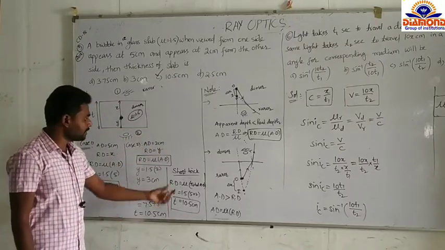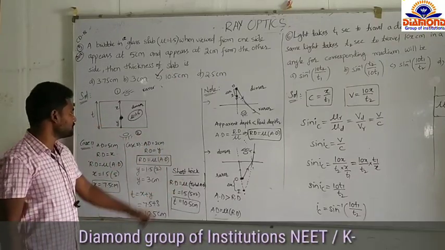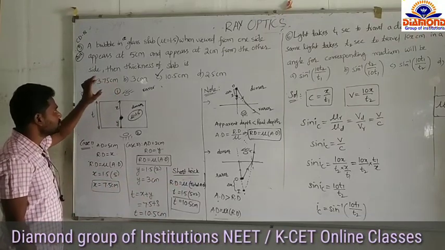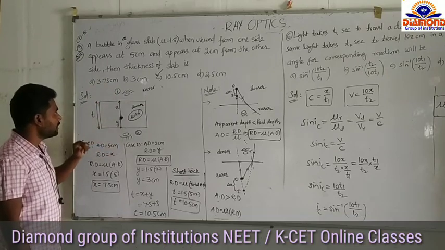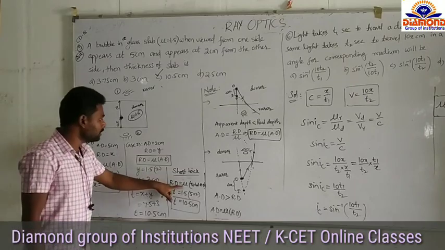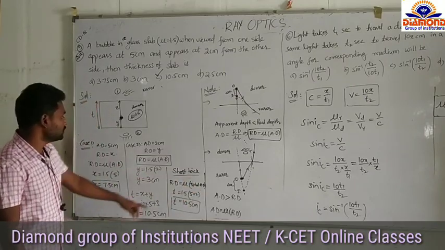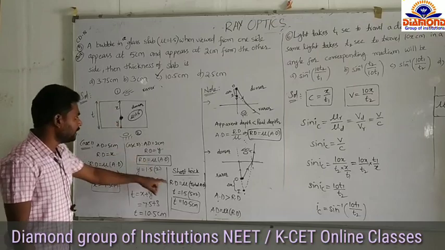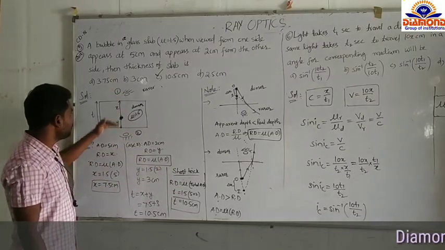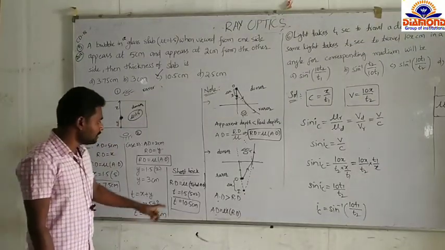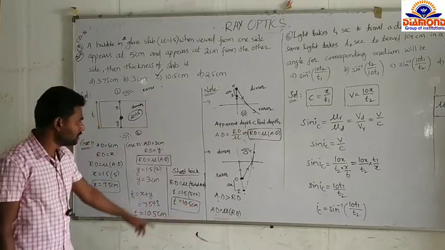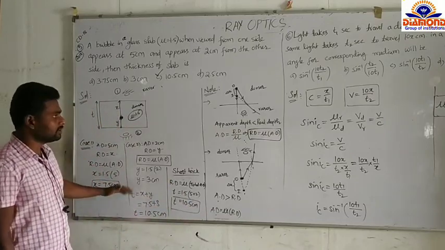Instead of doing all this, we can do it the short, easy way also. If you are seeing from one side, it is visible at 5 centimeters, and from the other side it appears at 2 centimeters. So total real depth equals mu into total apparent depth. Real depth is T, mu is 1.5, and the total apparent depth is 5 centimeters on one side and 2 centimeters on the other side. That is 5 plus 2, which is 7, and 7 into 1.5 is 10.5 centimeters. You can use this short trick, otherwise you can follow the other way.